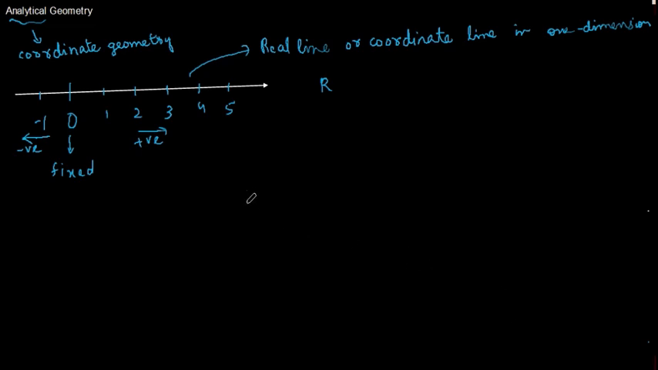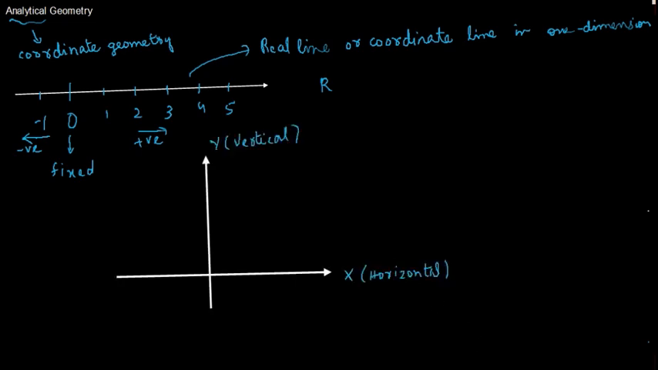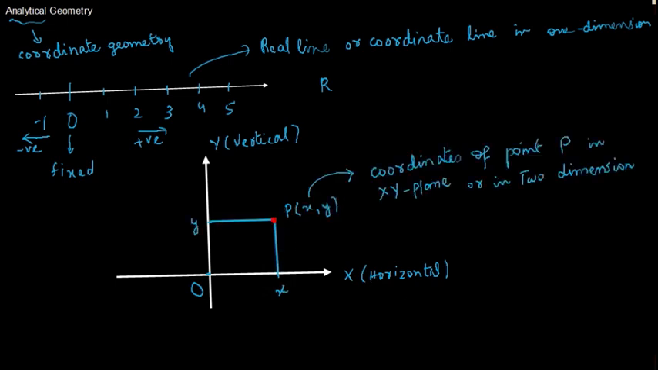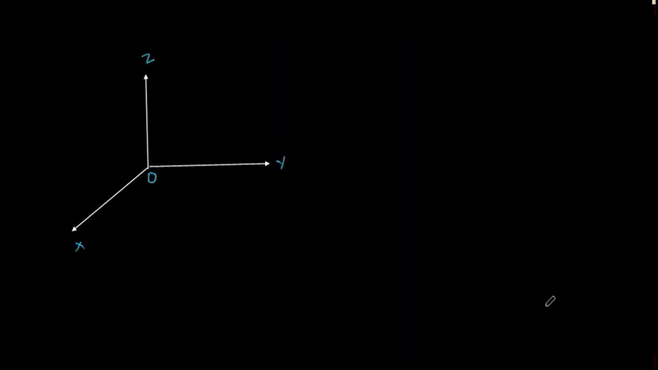Suppose we have a point in two dimensions, or in a plane, then we can locate its position with the help of two coordinates, one along the horizontal axis. These both lines intersect perpendicularly at the origin. To locate the position of this point, we move x units along the x-axis and then we move y units parallel to the y-axis. So the numbers x, y are called the coordinates of the point in the xy plane, or in two dimensions.